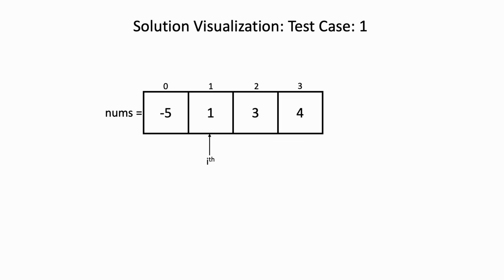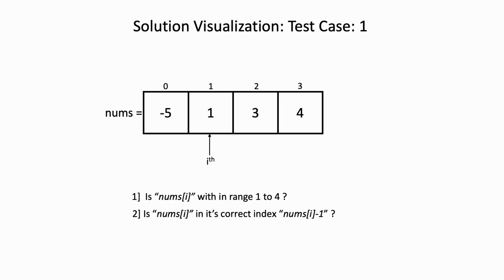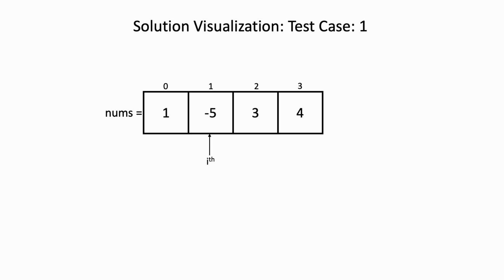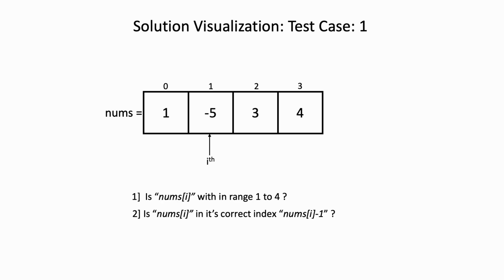After swapping, we again check the same conditions. Nums of I is within the valid output range but not in its correct index. So we'll put it in its correct index by swapping. Now nums of I is not within the valid output range, so we will increment the ith pointer.